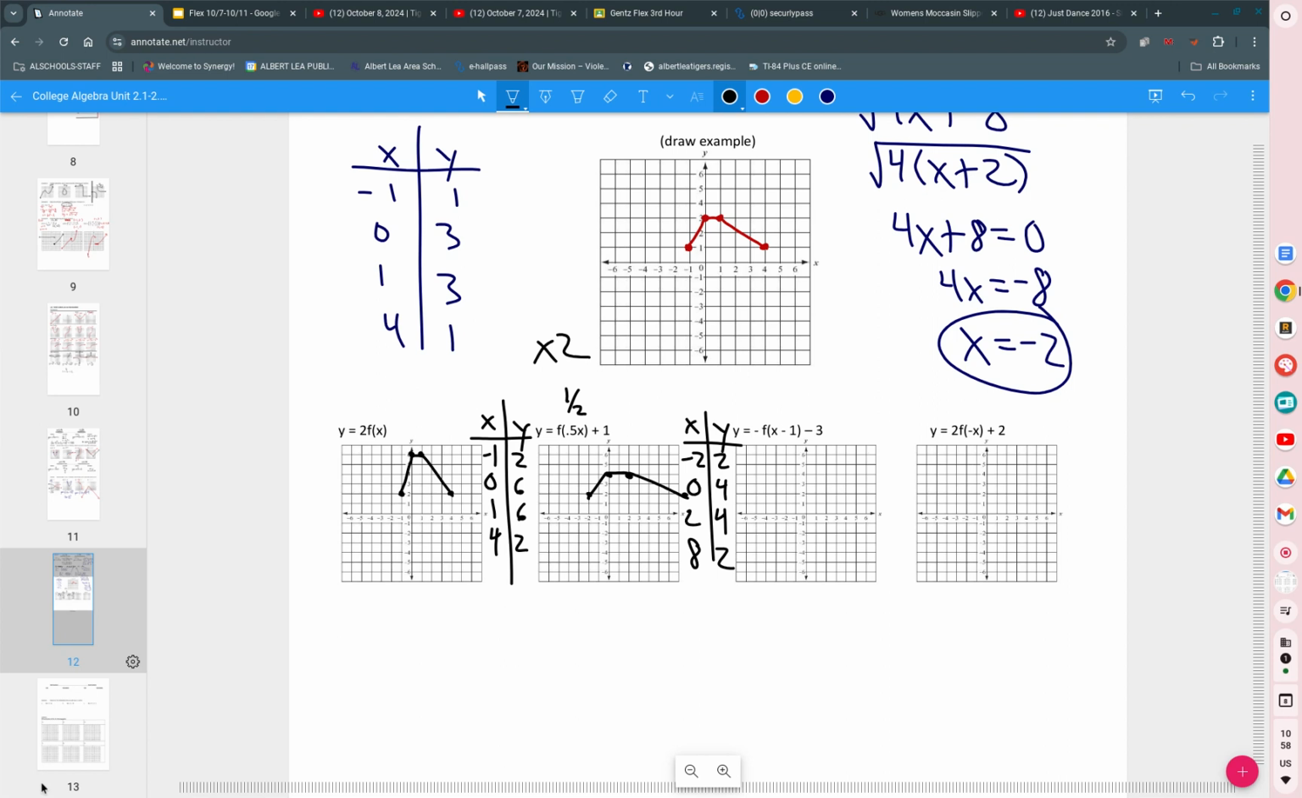And that definitely looks like it's stretched horizontally. Okay? We got 2 more left. We got 3 transformations here. Talk to the person next to you about what all 3 of those transformations will do.